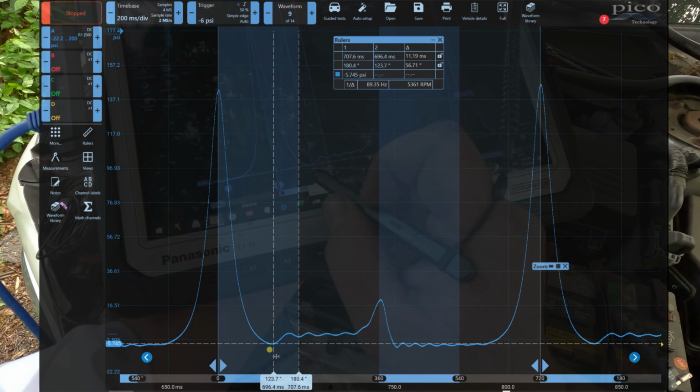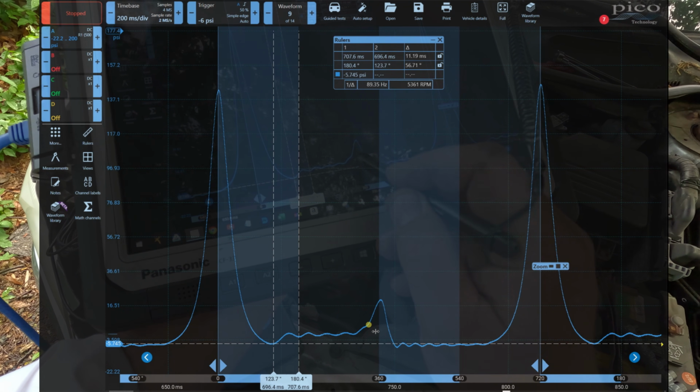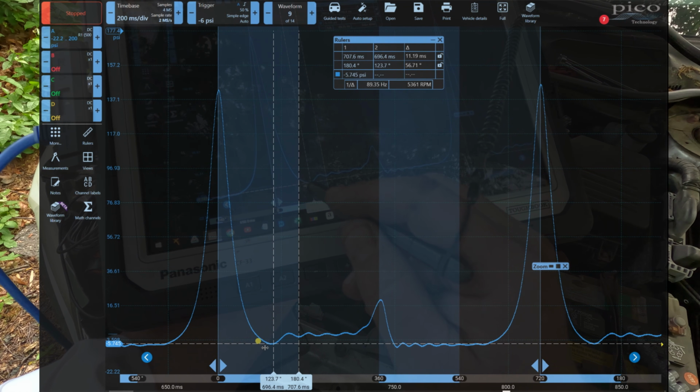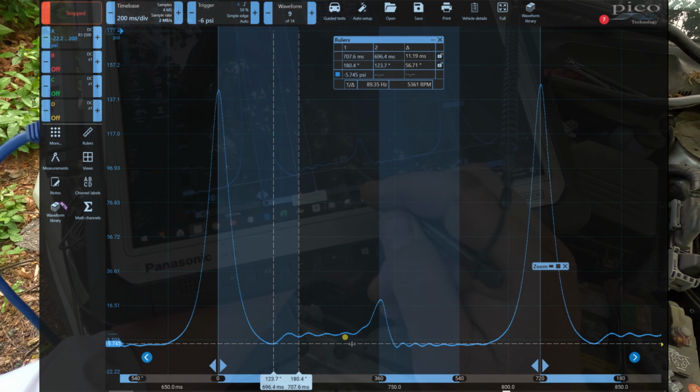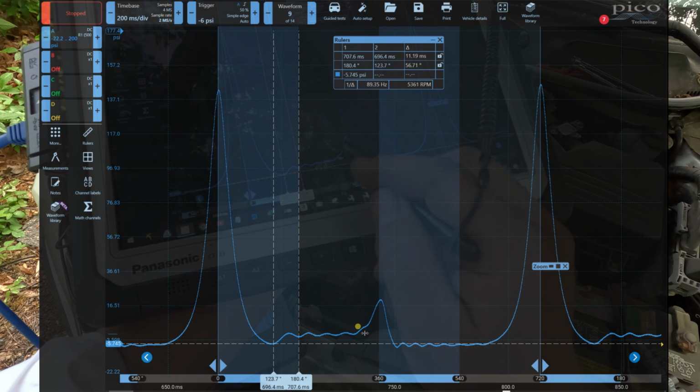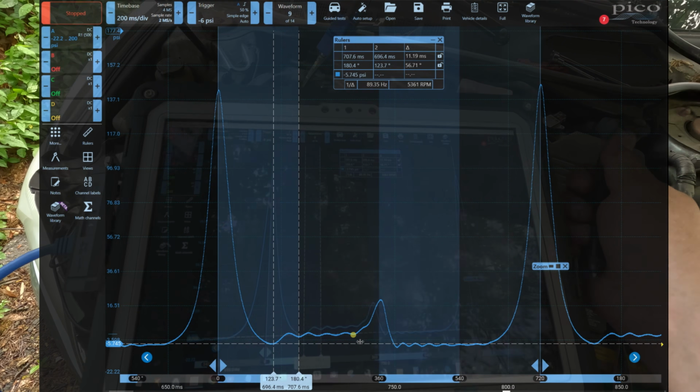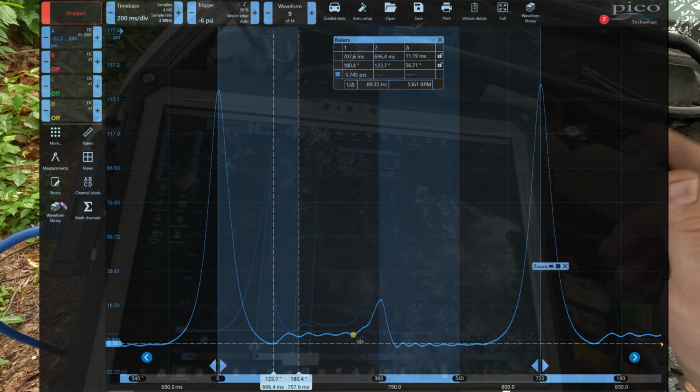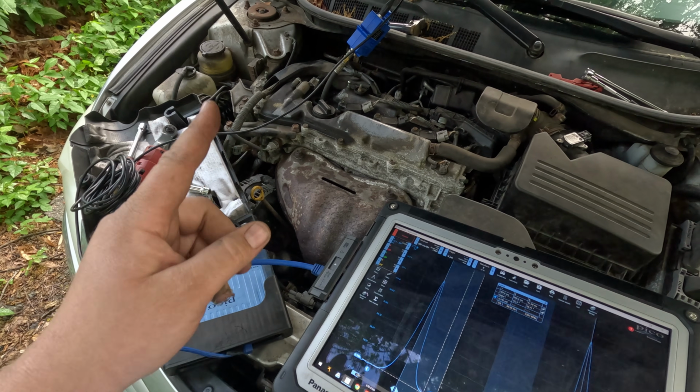Now the question is, I think it's supposed to be closing later, and over here it's closed. Since it's opening too early, it's closing too early also. So that's why this spike, since the valve's closing. So I think that we have a timing issue, and that's why it's causing these issues. Now, why is the engine not running now?